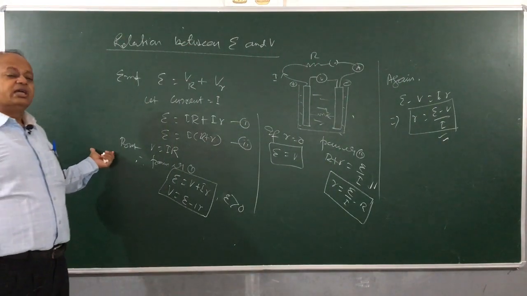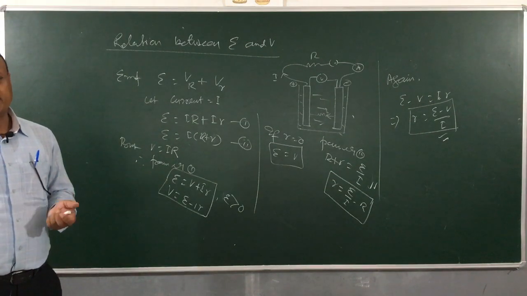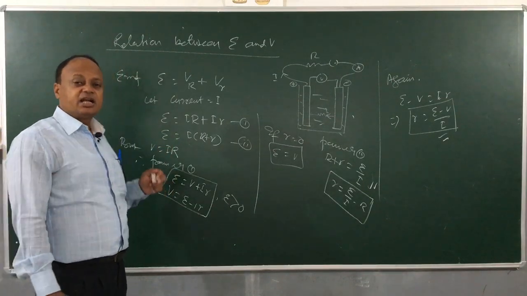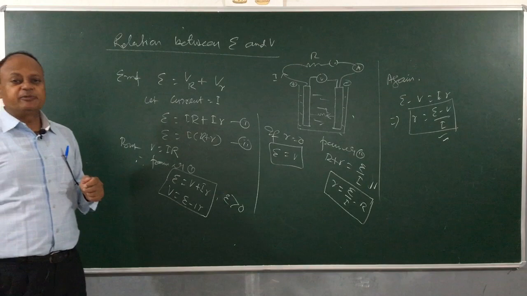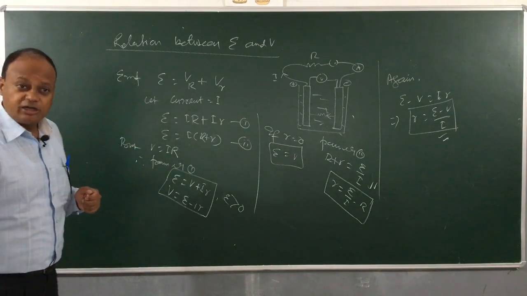So we understood that EMF will be more than the terminal potential difference provided internal resistance is not 0, which is a practical case. However, if a cell has got negligible internal resistance, then in that case EMF will be equal to the terminal potential difference.